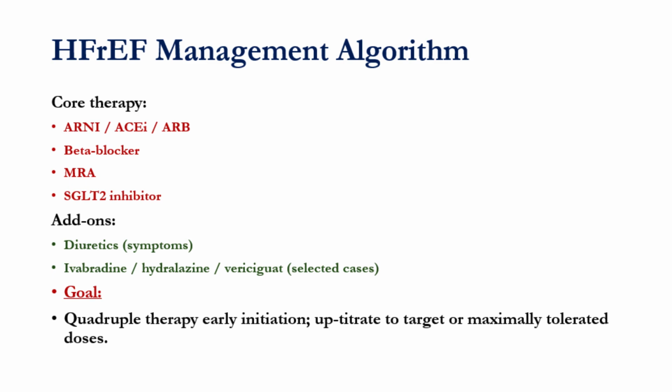The core strategy in HFrEF management is early initiation of the 4 foundational therapies: ARNI or ACE inhibitor or ARB, beta blocker, MRA, and SGLT2 inhibitor. Additional therapies, such as diuretics, ivabradine, hydralazine, or vericiguat, may be added based on patient-specific needs. Ongoing titration and monitoring are essential for long-term optimization.